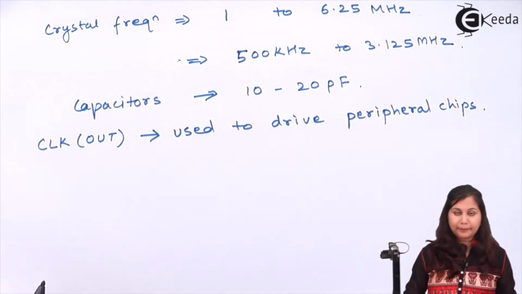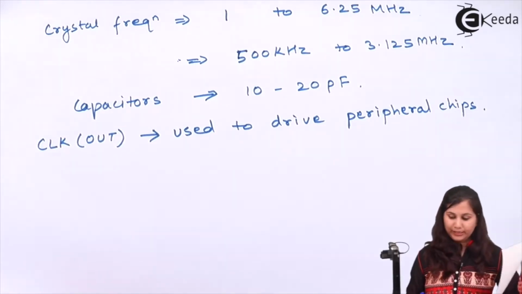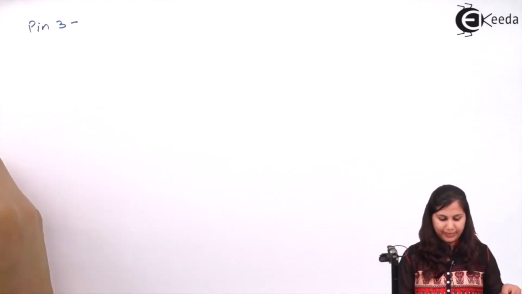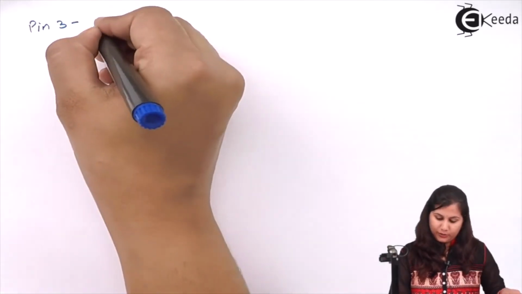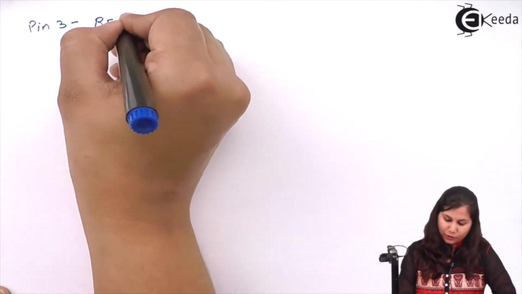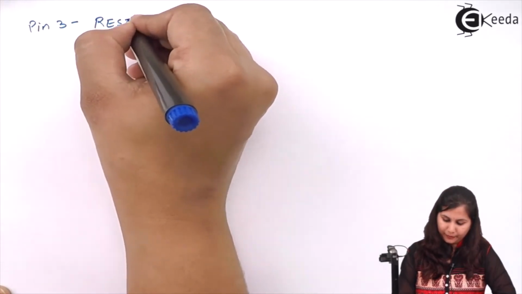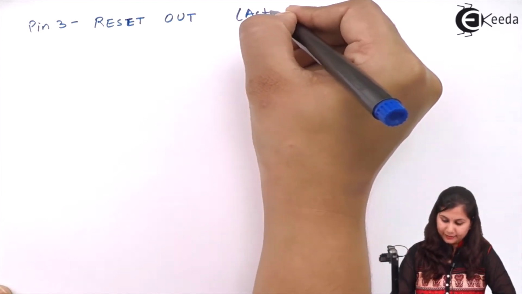Now next in the pin diagram comes pin number 3. So next we have pin number 3. In the pin diagram, it shows the reset out. So this pin number 3 is showing the signal reset out. It is an active high signal.